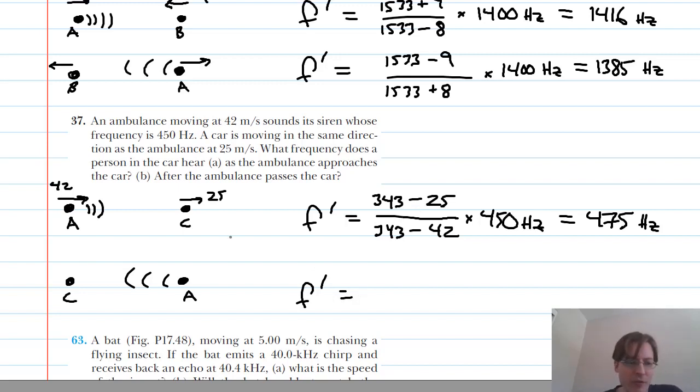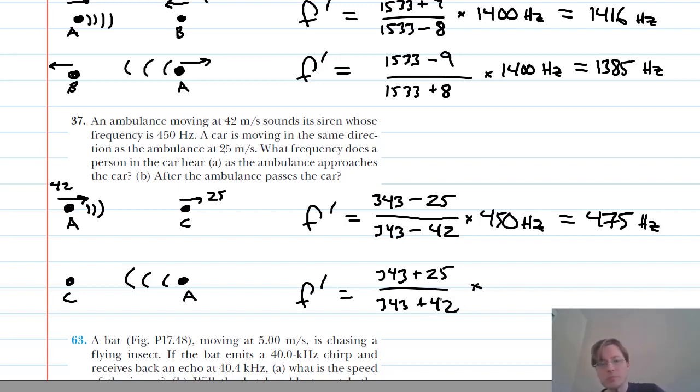The speed of sound effect, now the car is moving into those waves. And so you'd have 343 plus the speed of the car. The wavelengths are lengthened on this side, so I would have 343 plus 42. That's the Doppler factor multiplied by 450 hertz. And that gives me a lower frequency, 430 hertz.